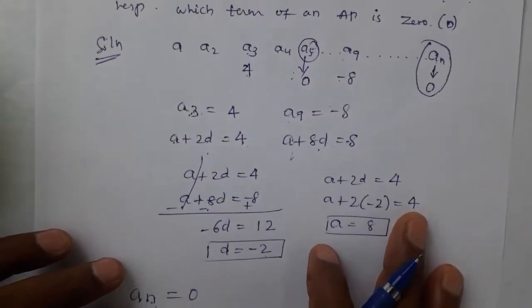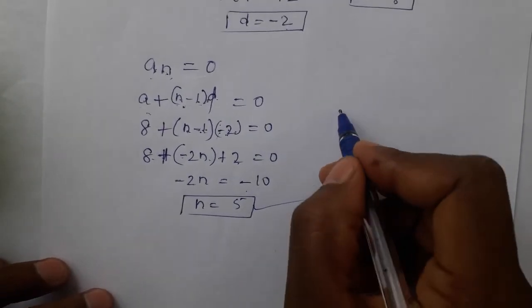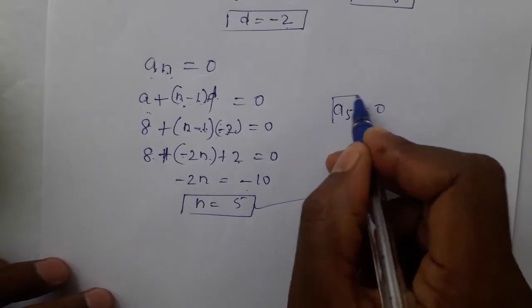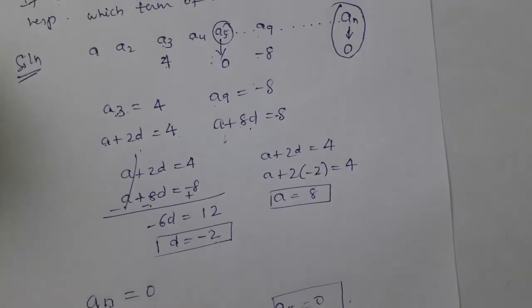The question is which term is 0? We got fifth term is 0. This is the answer. A fifth term is 0. Go for one more problem. This 10th one you do at home, similar type. I go for the 11th one.